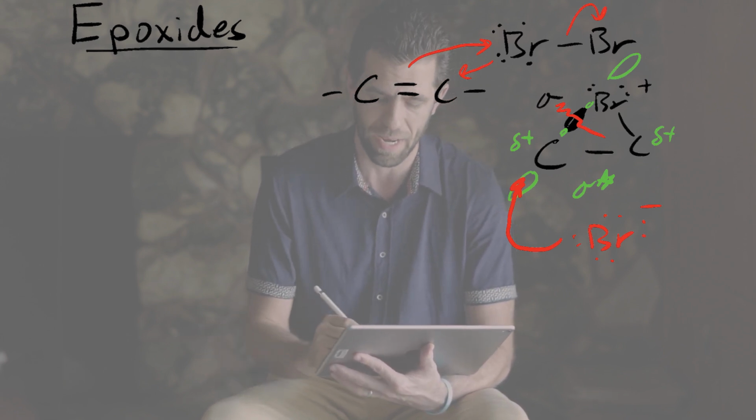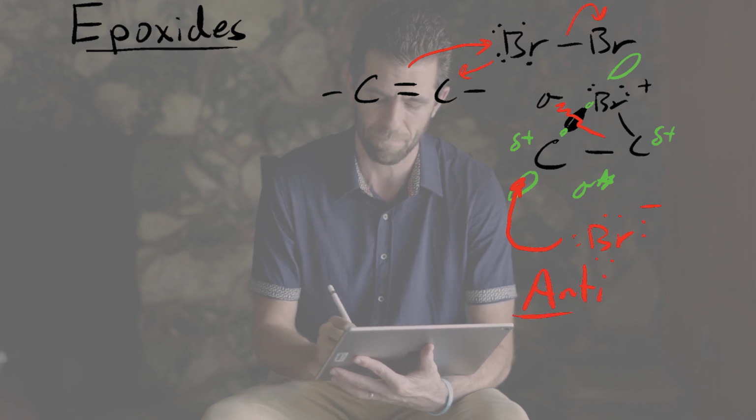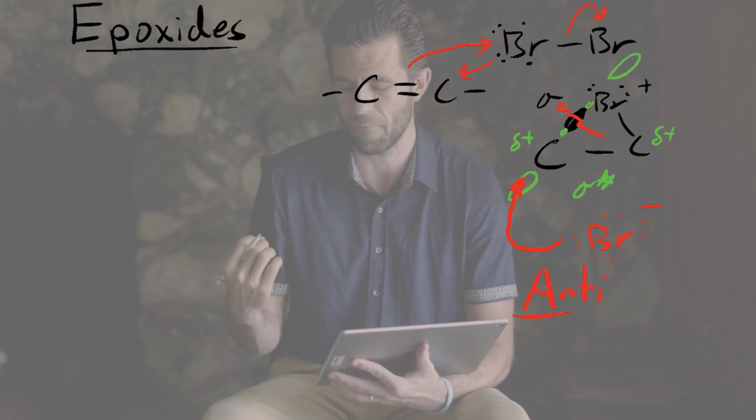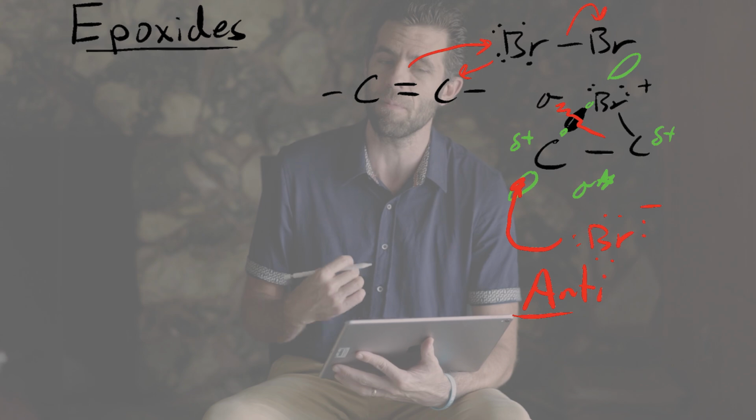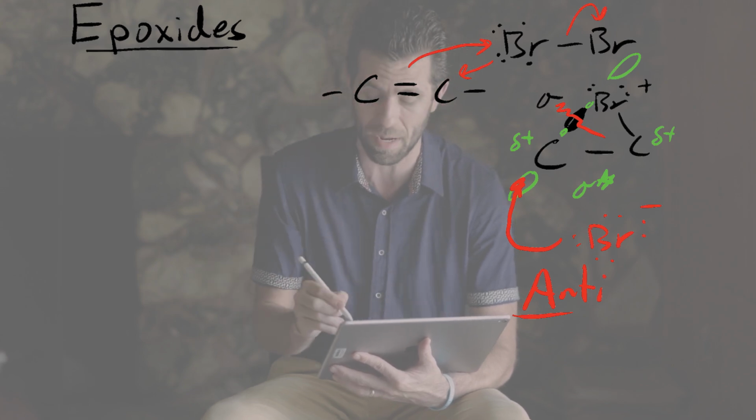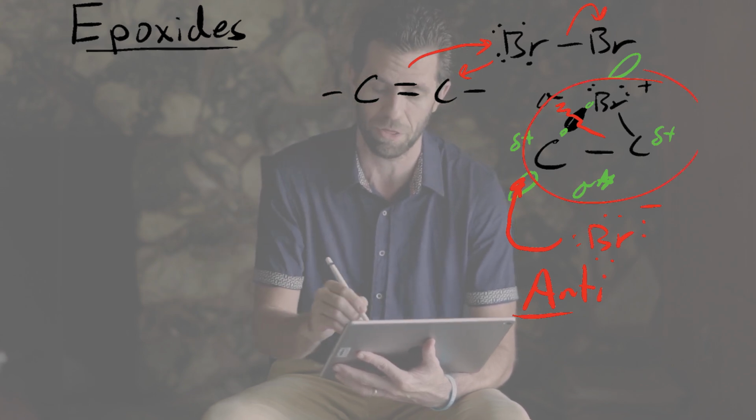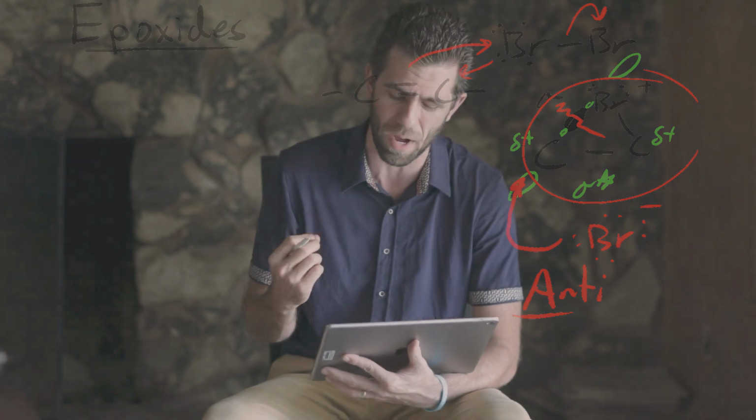Remember, this is called anti-addition. So that's some review of how bromine forms this brominium ion right here, this three-membered ring that's quite positive, that's perfectly set up for a backside attack to create some anti-addition here. All right, so now let's dive into epoxides and how epoxides are formed in actually a really similar way.